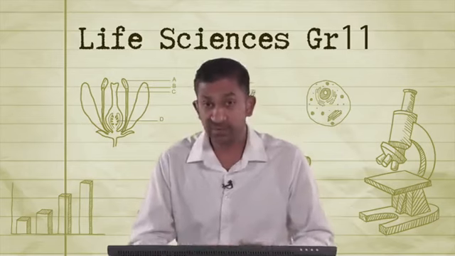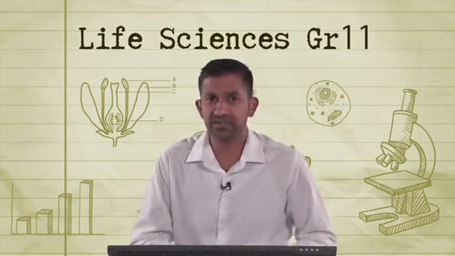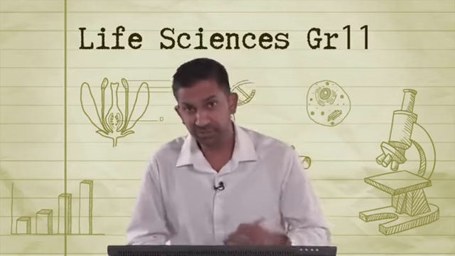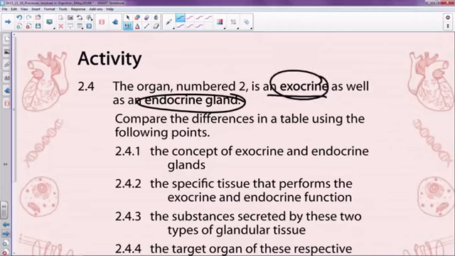So guys, let's get into the last segment. Let's look at some more questions, but we're going to get into greater detail of the processes involved and some of the enzymes and how they function. Let's continue with that diagram. Organ number 2 is an exocrine gland as well as an endocrine gland. Now this is very important for us to unpack.